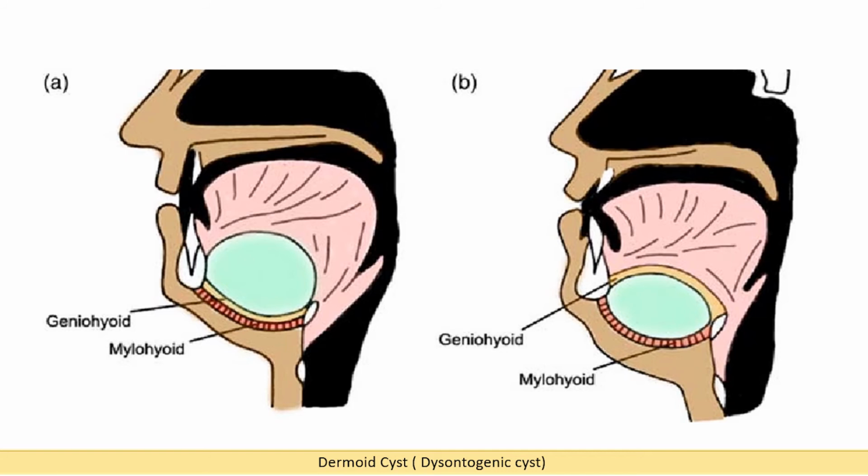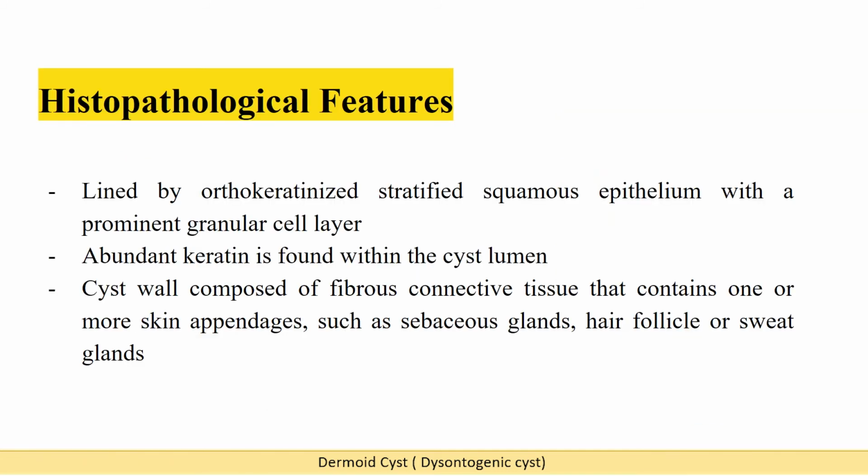Moving on to the histopathological features, it is a cyst which is lined by orthokeratinized stratified squamous epithelium with a prominent granular cell layer, and there is abundant keratin found within the cyst lumen.